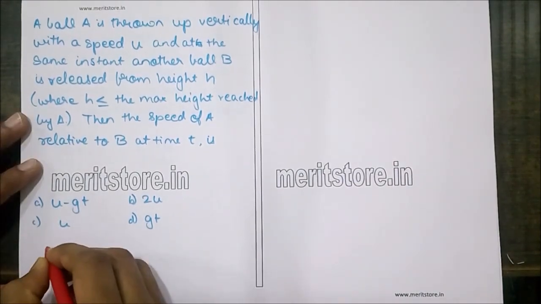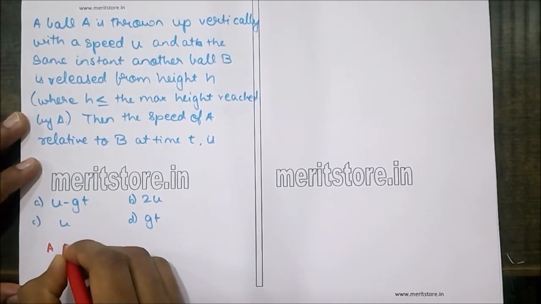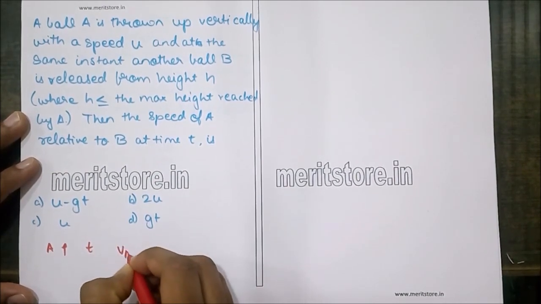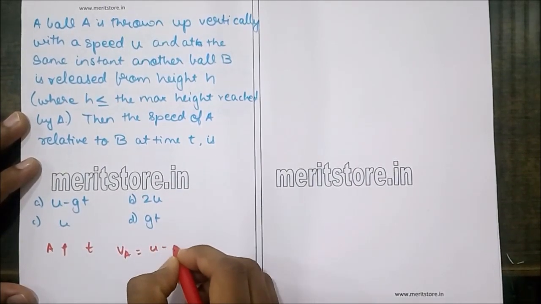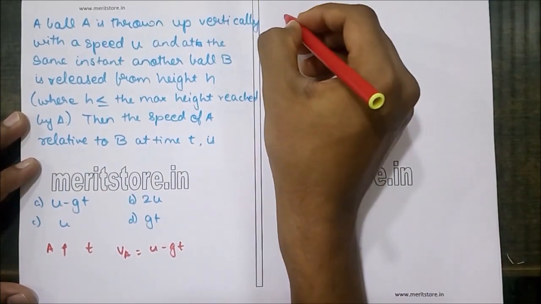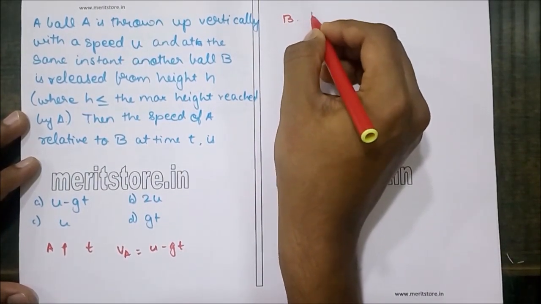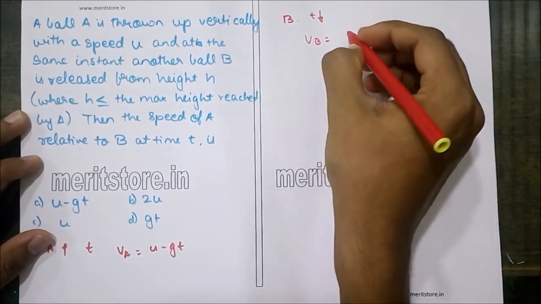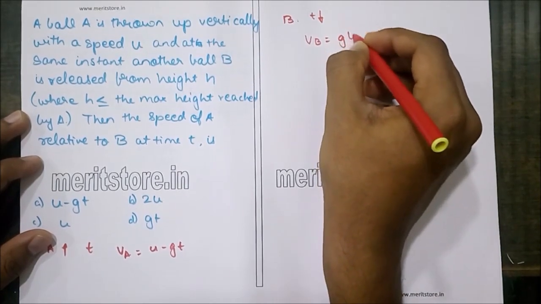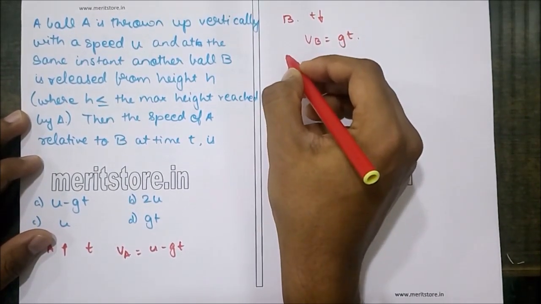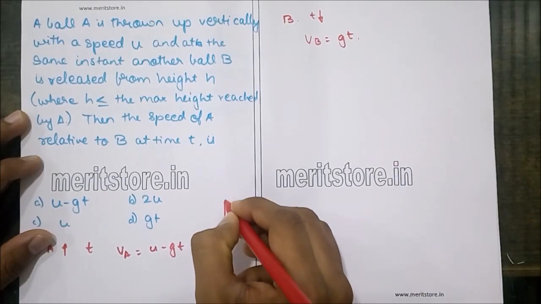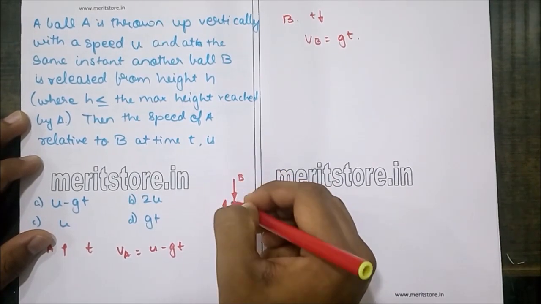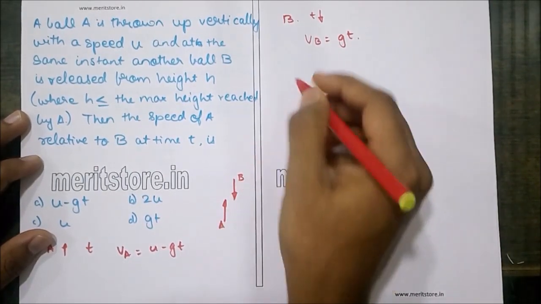For upward motion of the ball A, at any time instant t, the velocity of A is given as u minus gt, and for ball B, at any instant in time t, since it is falling down, velocity of ball B is given by Vb is equal to gt. Therefore, ball A is moving upward and ball B is moving downwards, so they are constantly in opposite directions.